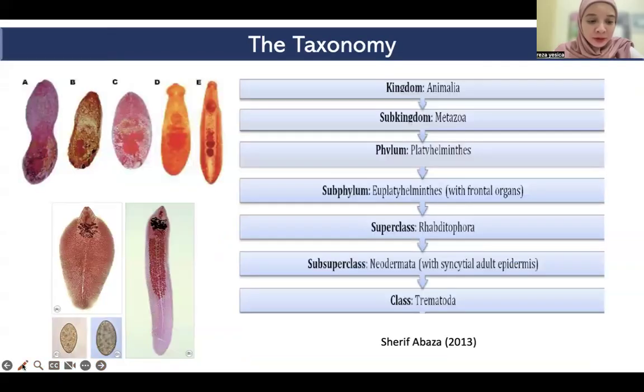It's about the trematodes. And the first one is the taxonomy. I know all of you know about this. This is for the class Trematoda, and especially the phylum. The phylum belongs to Platyhelminthes. As we know, flat is flat, so it belongs to Platyhelminthes, helminths or worms.